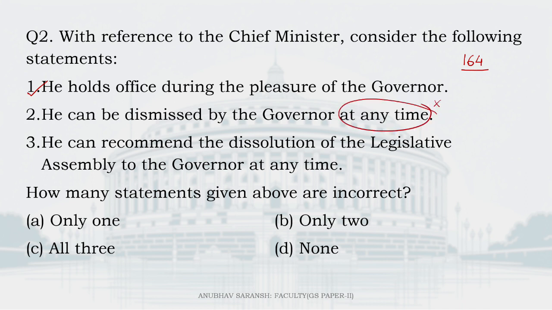Of course, the Governor can dismiss the Chief Minister, but only if he has lost the confidence motion or the NCM has been passed against him, right? So at any point of time, if the NCM is passed against him or he loses the trust vote or the confidence motion, the Governor can dismiss the Chief Minister. So 2 is wrong. And he can recommend the dissolution of the Legislative Assembly to the Governor at any time. This is correct. So, how many statements are incorrect? Only one. A is the answer.